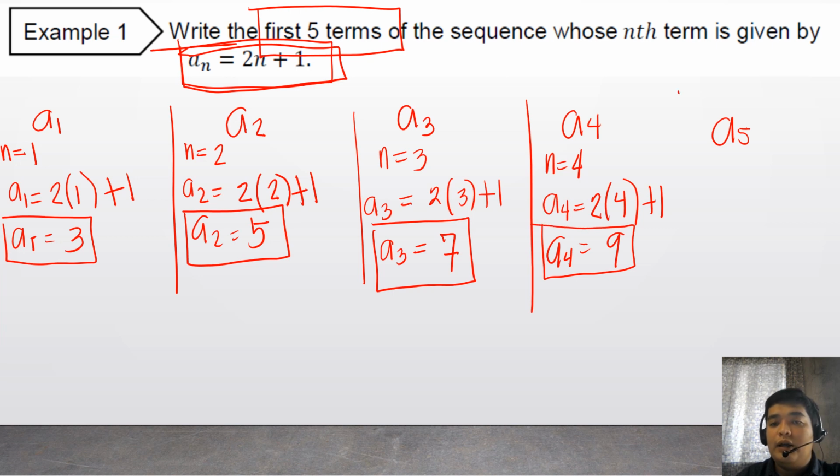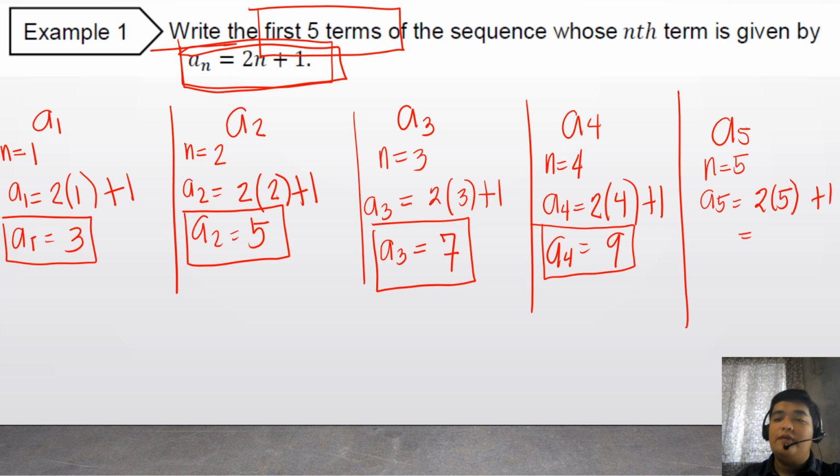Then A sub 5, n is 5. So A sub 5 equals 2 times 5 plus 1. So, 2 times 5 is 10, plus 1 is 11. So our fifth term is 11.